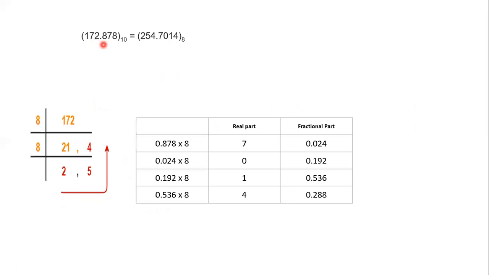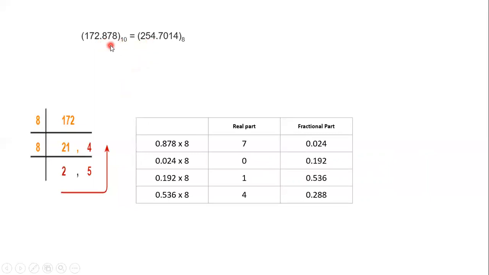Now 172.878, right? 172. First we divide 172 by 8. So 2 8s are 16. Remainder is here 1. Then 12. 1 8 is 8. Then remainder is here 4. The remainder put here. Again we divide 21 by 8. 2 8s are 16. Therefore remainder is here 5. You put 5 here and then you take from bottom to top. Therefore 2, 5, 4.